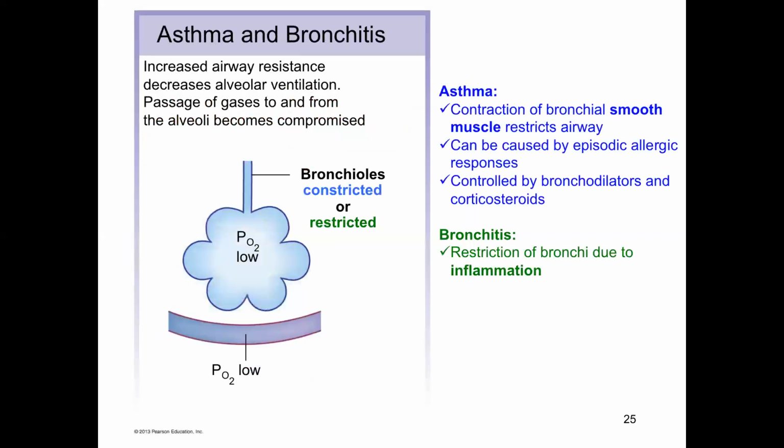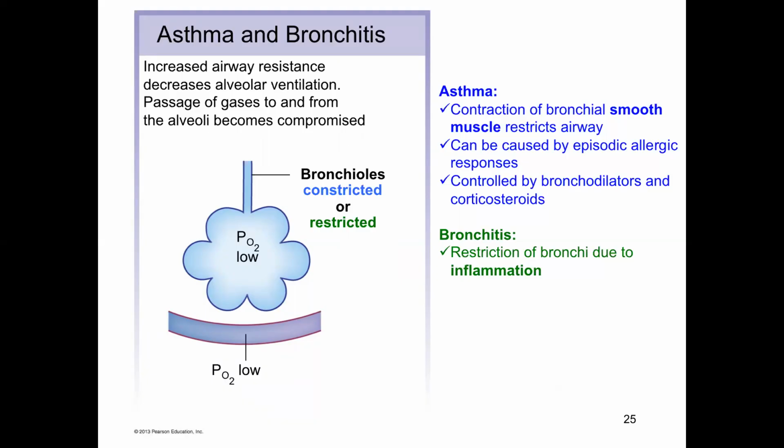Okay, asthma and bronchitis. So what's happening here is a couple of things. First of all, with asthma, there's contraction of the smooth muscle, and that's going to constrict the airway. So it's going to be harder to get more and more air into the alveoli. Even though the alveoli are fine, you're going to have the constriction of the airway. The smooth muscle in asthma is constricted, and it also happens with allergies as well, right? So this is controlled by bronchodilators.